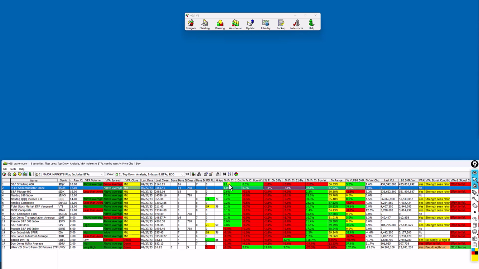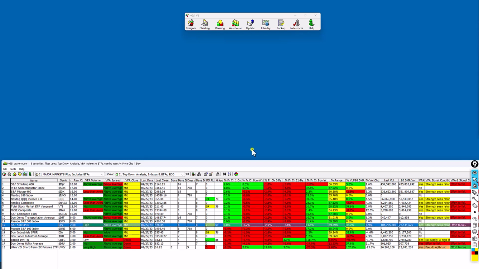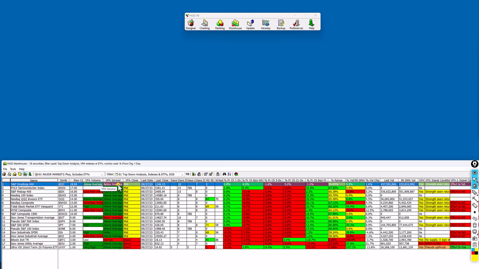Now, as I look further across here, I'll put this down here so this is more visible. First of all, I'll start over here. I'll see that the VPA volume was above average for the S&P 600. The spread was below average, and the close was mid. This has been negative on the downside since the 3 crossed the 6. 17 days, zero's the crossover day. So it's been down 17 days.